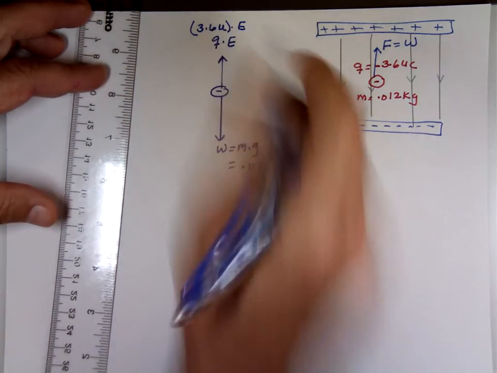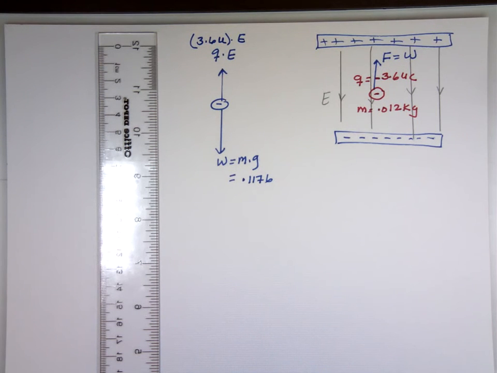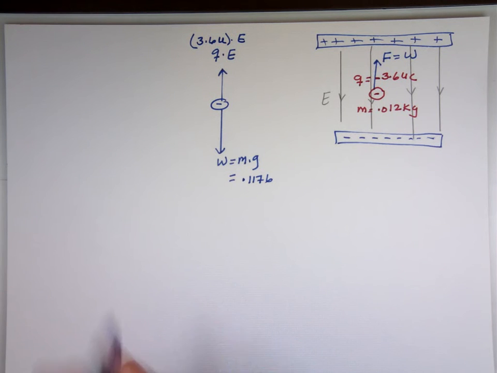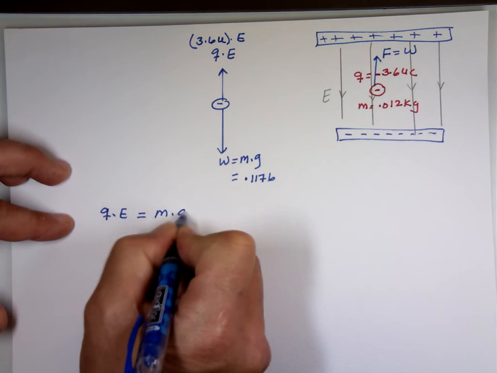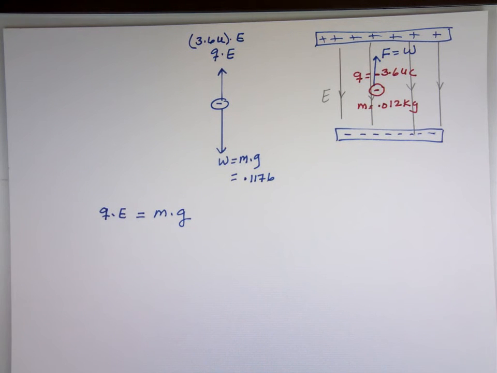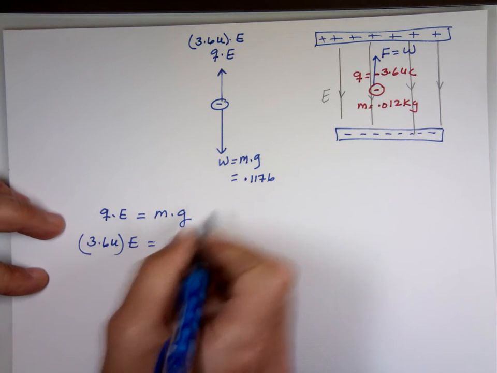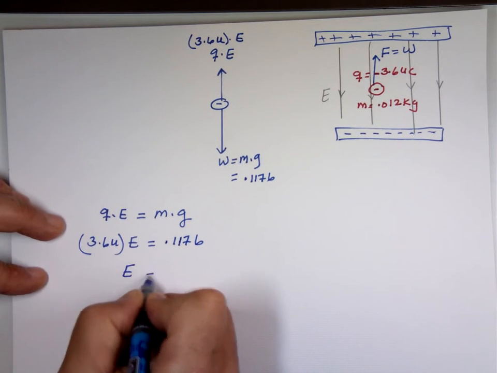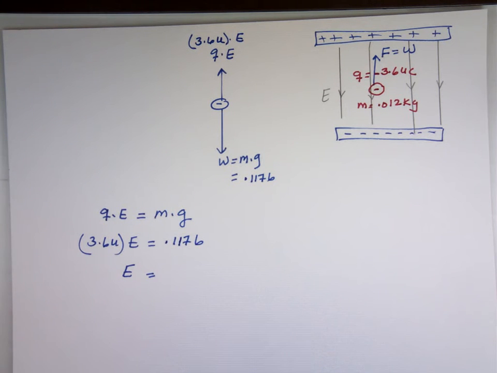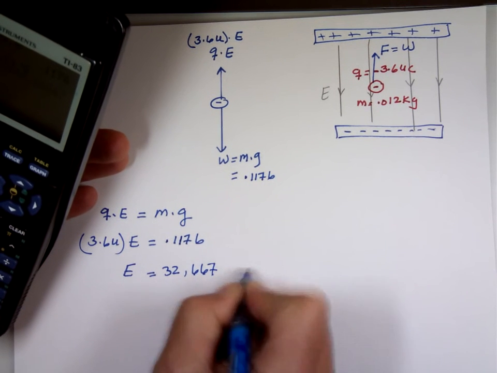And it says in the problem that this force has a value equal to the weight. If it's equal to the weight, that means Q times E is going to equal M times G. This force has to equal this. 3.6 micro times E equals the mass times g, or the whole thing is 0.1176. Can we get what the electric field is? Divided by 3.6 micro, 32,667 Newton per Coulomb. That's the first part.